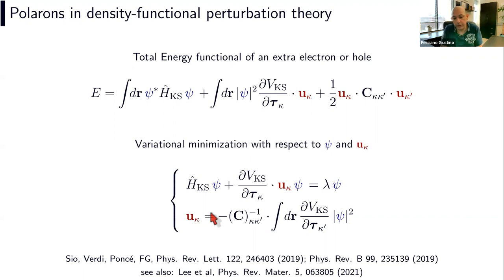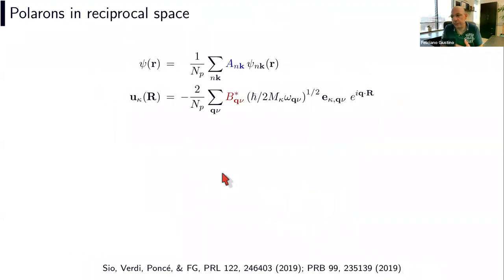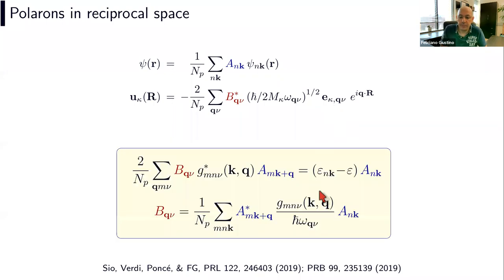So to also overcome this problem, what we did is something very simple, is to observe that the Bloch functions and the phonon polarization matrix form a complete basis for the real space functions. So you can always write down your polaron function as a linear combination of Bloch states, and you can write any atomic displacement as a linear combination of phonon eigendisplacements. And if you use these two expressions and replace them in the previous equations, you obtain something where we don't need a supercell anymore because everything is expressed in reciprocal space.